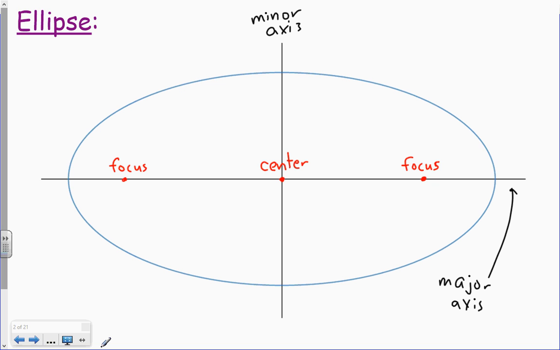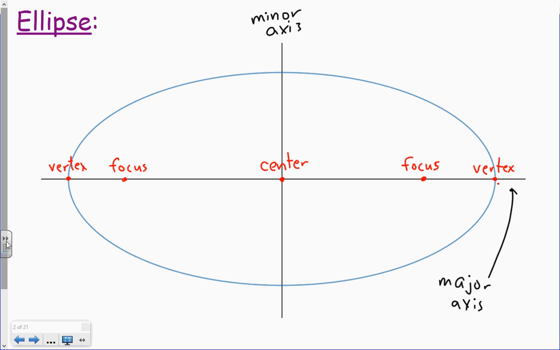You also have what we call vertices. The vertices are at the location where the major axis intersects the ellipse, so this would be a vertex here. And we would have a vertex on the other end as well. Notice that we have vertices on the major axis, but not on the minor axis. Even though the minor axis does intersect, we don't call those vertices.